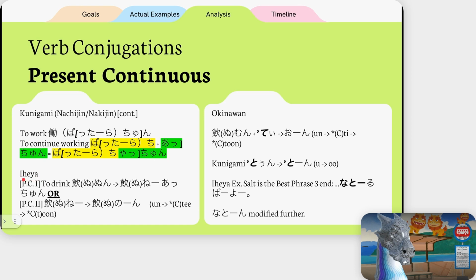So that's kind of how it works, like continue working, which I am. Yay. And then we have the Iheya dialect that was used in the previous lesson's story.